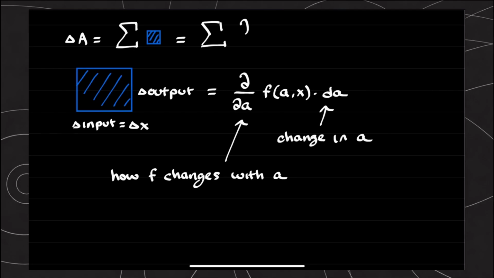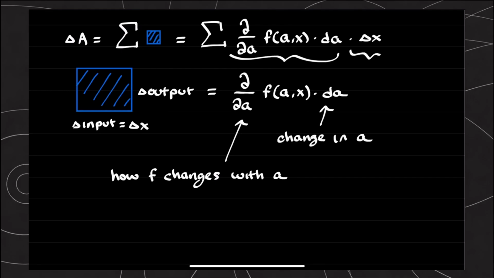Now that change in area is the sum of all of the areas of each rectangle, and the area of each rectangle from the dimensions below is length times width. Our length is the partial derivative of f with respect to a times da, and our width is delta x. So there we go, length times width, add them all up, and we're good to go.